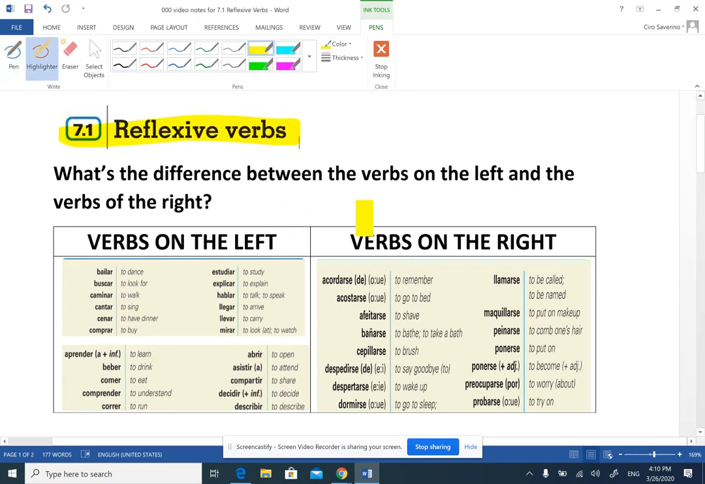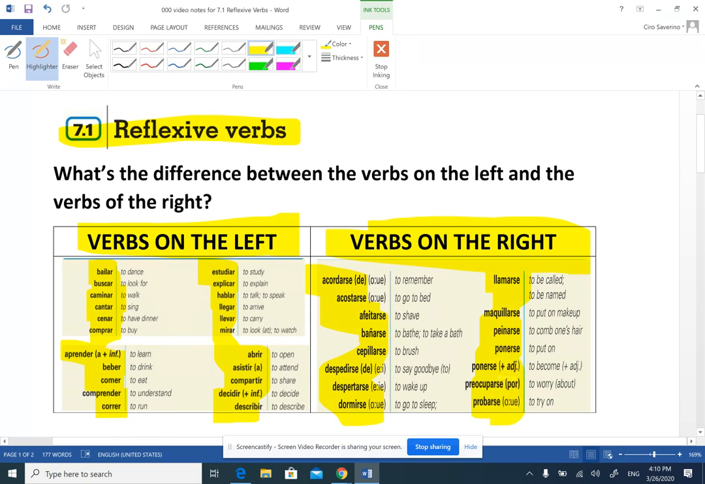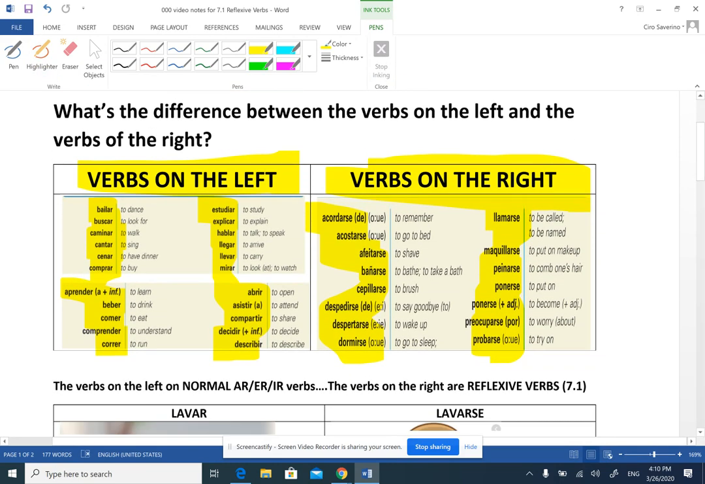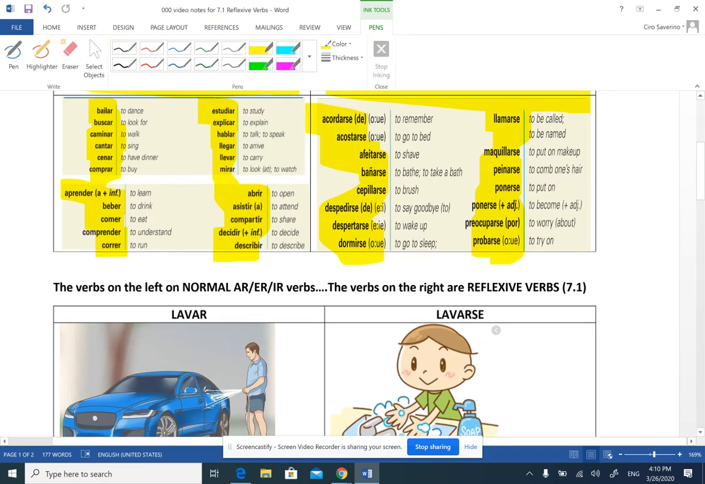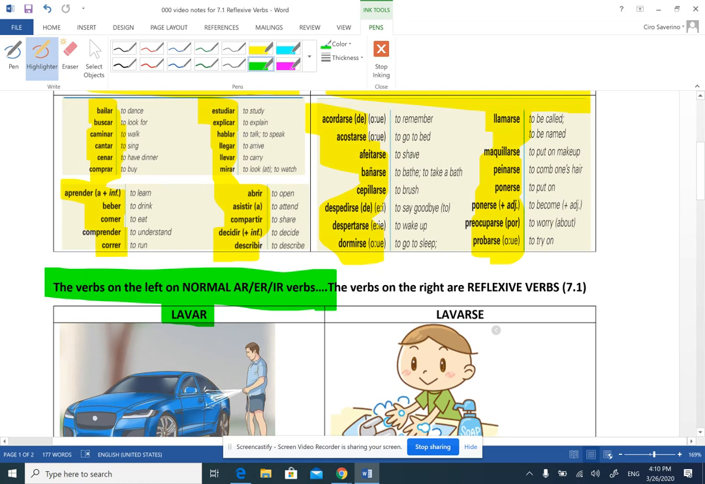What's the difference between the verbs on the left and the verbs on the right? So what is the difference between these verbs and these verbs? What is the difference? The difference is the verbs on the left are normal verbs, like lavar. The verbs on the right are reflexive.